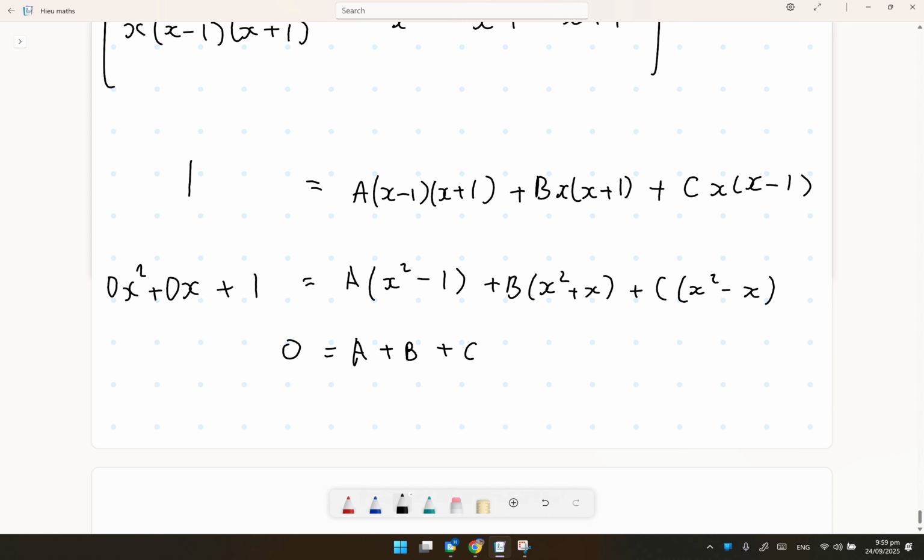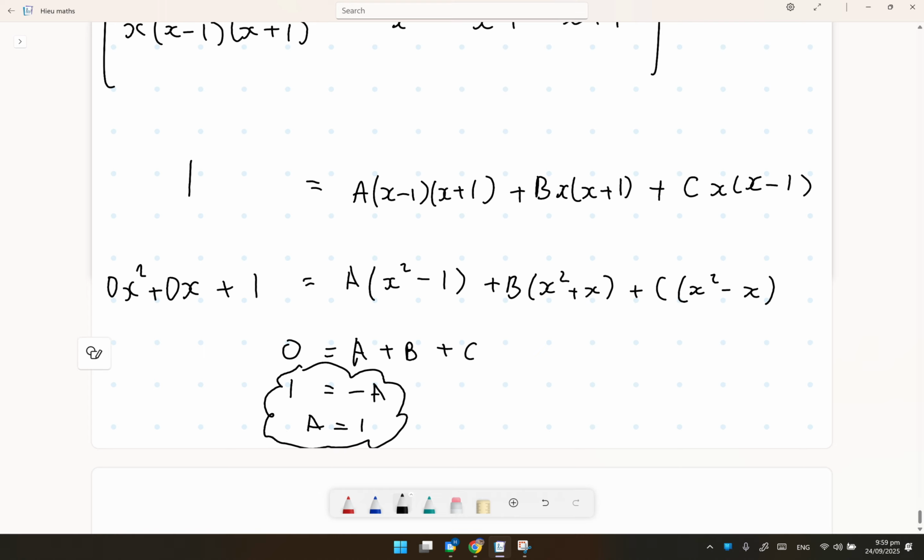Okay, next equation. Let's look at the constant. Constant is equal to 1. A times minus 1 is minus a. And no other constants, because they're all multiplied by x or x squared, which means they're not constants. So the only constant term is going to be negative a, and negative a is equal to 1. And therefore a is equal to negative 1. So this is our first solved equation.